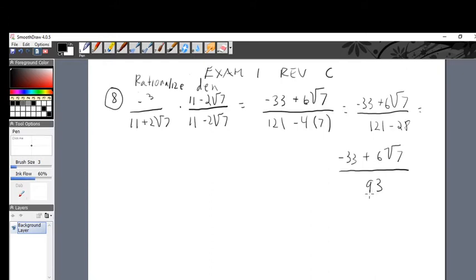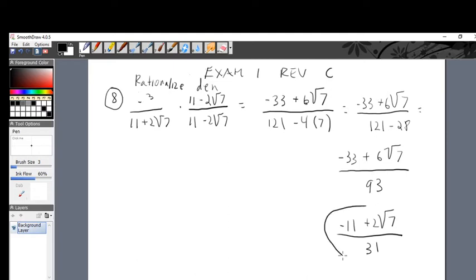Now, is this divisible by 3? Yes. Is this divisible by 3? Yes. Is this divisible by 3? Yes. I know this is divisible by 3 because 9 and 3 is 12, and 12 is divisible by 3. Okay, so let's divide by 3. Divide by 3, I get -11. Divide by 3, I get 2 square root of 7. And dividing this by 3, I get 31. Is there any number that will go into all 3 of these? No. Therefore, this is my final answer.